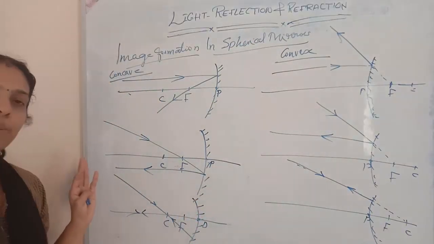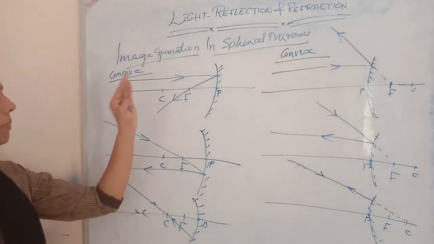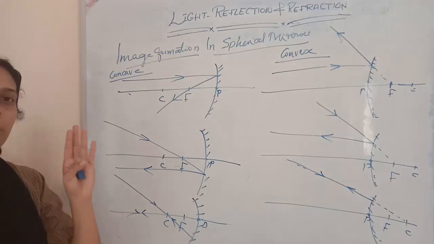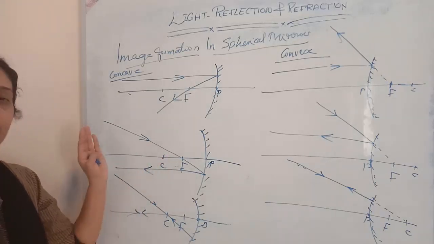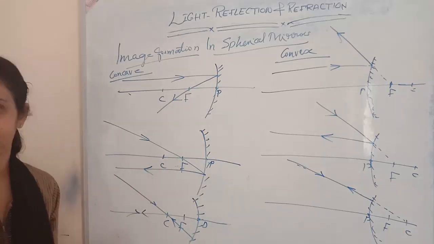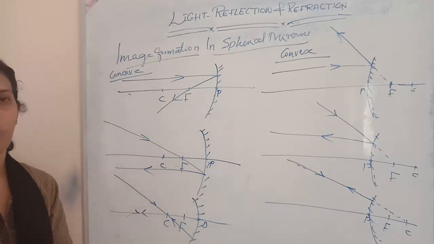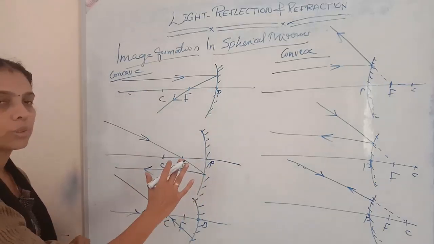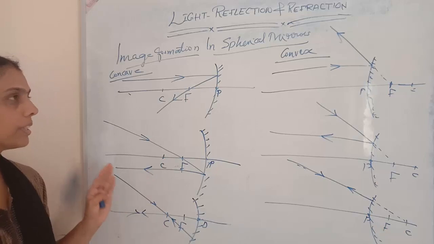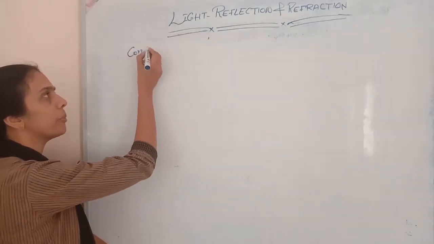Okay, clear? So now we will try to draw one or two image formations, how we will be finding out the position of image. In detail everything is given in the description box. All the respective videos I already did. This is just a quick revision of all these portions. If you know all those things, it will be easy for you to understand the concept. Okay, clear?